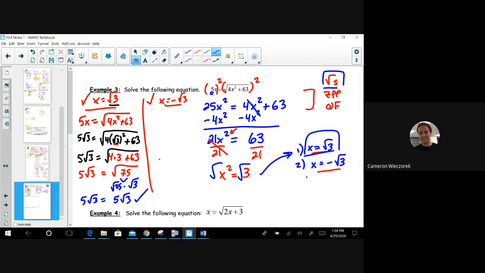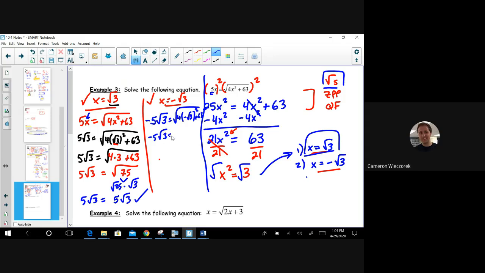Everywhere I see x, I'm going to replace it now with negative rad 3. So I get 5 times negative rad 3 would be negative 5 rad 3. See if I have room. Equals the square root of 4 times negative rad 3 in parentheses squared plus 63.